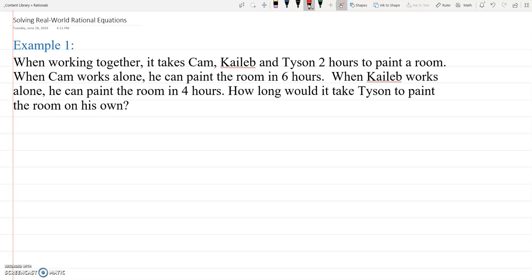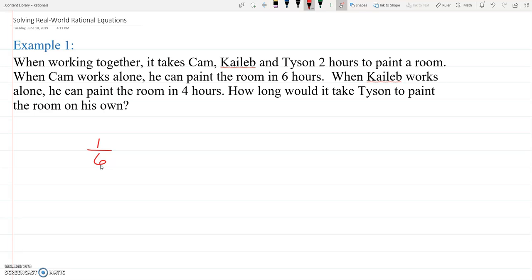So here's my first question. When Cam works alone, he can paint the room in 6 hours. How much of the room can Cam paint in 1 hour? 1/6. Is that obvious? If Cam started in that corner and was painting, and it took him 6 hours to get back to the beginning, in 1 hour he would have 1/6 of it done. Easy. So I'm going to represent Cam with 1/6. He is going to take care of 1/6 of the room.